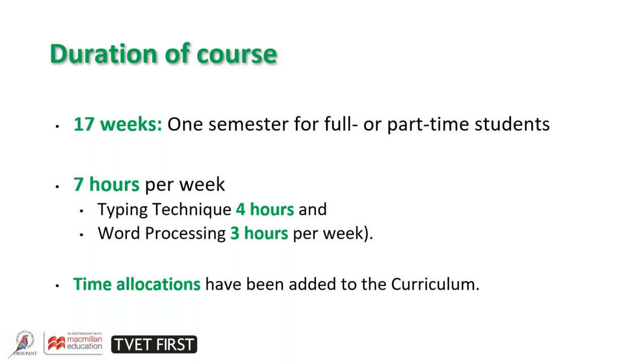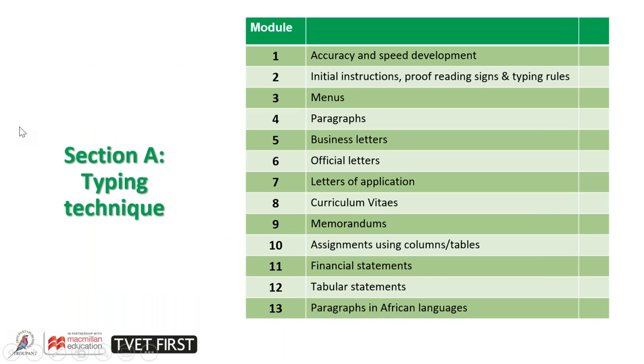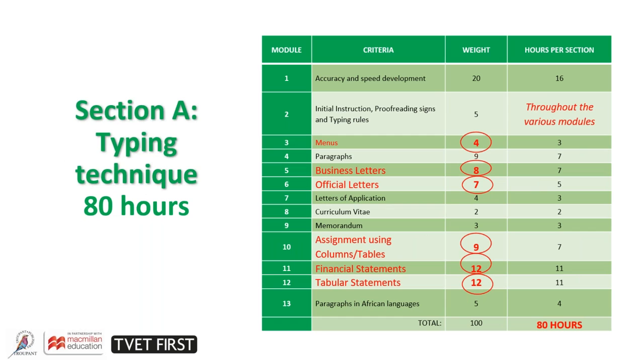7 hours per week, typing technique 4 hours and word processing 3 hours. 7A, typing technique, has 13 modules. We will look at the changes in more detail. Section A, typing technique is allocated 80 hours of contact time. The following changes of weighting have been made.